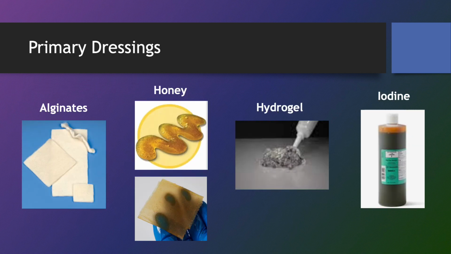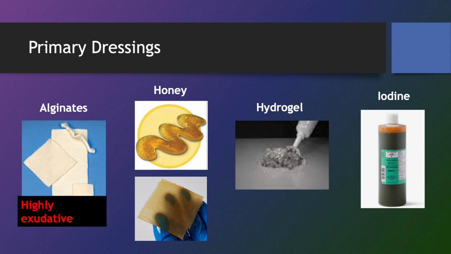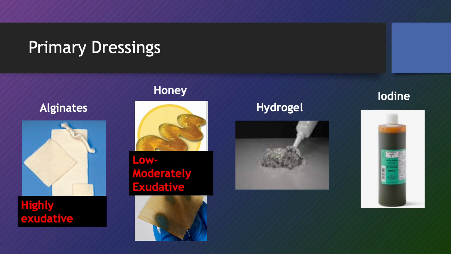So again, alginates, including calcium and silver, are used for highly exudative wounds. Honey is used for low to moderately exudative wounds. Hydrogel is used for dry to low exudative wounds, and iodine for dry gangrene.